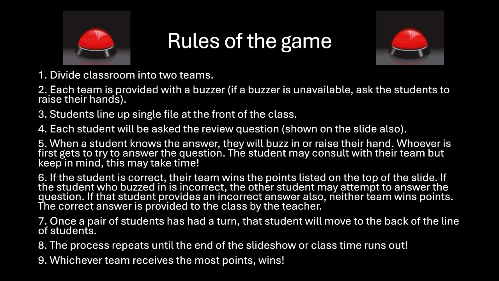The student can consult with their team for the correct answer, but this may take extra time, so the other team might be able to buzz in. If the student is correct, then their team wins the points listed at the top right of each slide. If the student who buzzed in is incorrect, the other student may attempt to answer the question. If that student provides an incorrect answer also, neither team wins the points, and the correct answer would then be provided to the class by the teacher. Once a pair of students has had a turn, that student will move to the back of the line of students and wait for their next turn. The process would repeat until the end of the game, end of the questions, or until class time has run out, and then whichever team receives the most points wins.